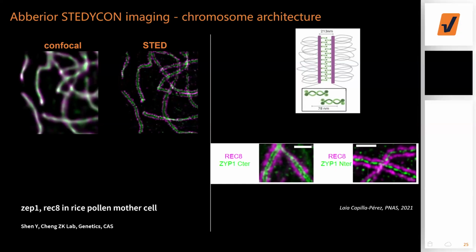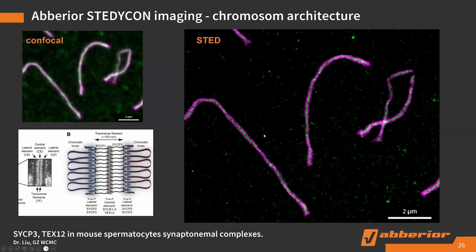On the right side is published data from France in PNAS. On the left side is another customer doing the same thing. In China, they tested in the rice, in the plant cells. Actually, it's the same in mouse cells. And on the lower left, it's the published electron microscopy data. It's the analog protein, same as you see in the previous slide.